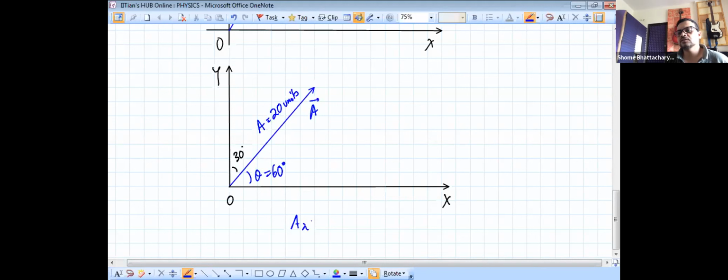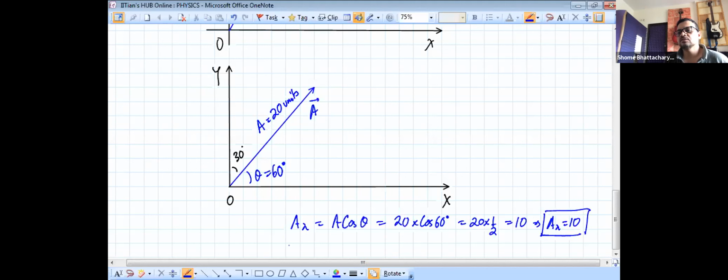So x component of E is given by the formula E cos theta. So that will become 20 into cos 60 degrees, and cos 60 you know is half. So it will be 10. So x component is 10. This is the answer. And similarly, y component will be 20 sine 60 degrees, and sine 60 you know is square root of 3 by 2. So your y component will become 10 root 3. Okay. So these are your final answers.